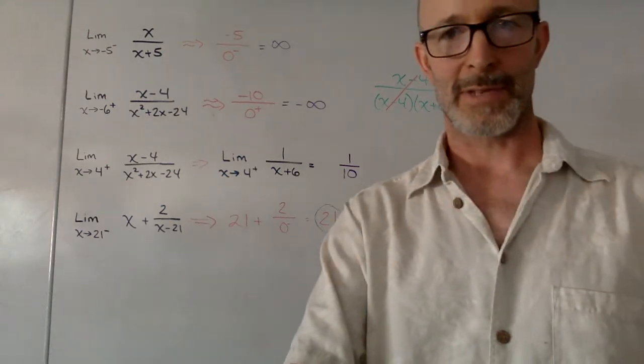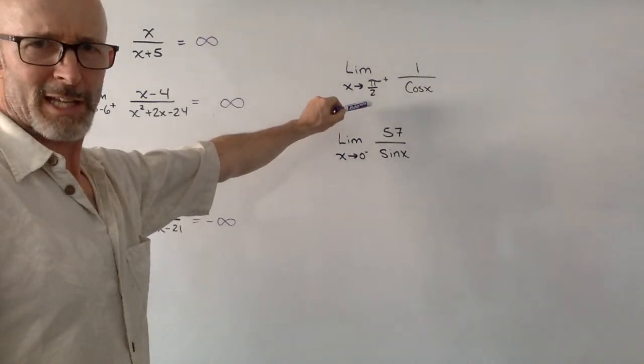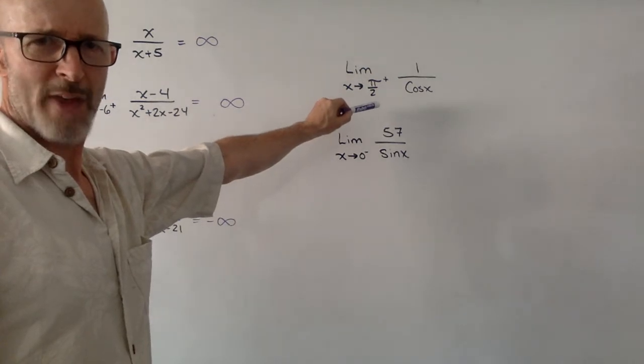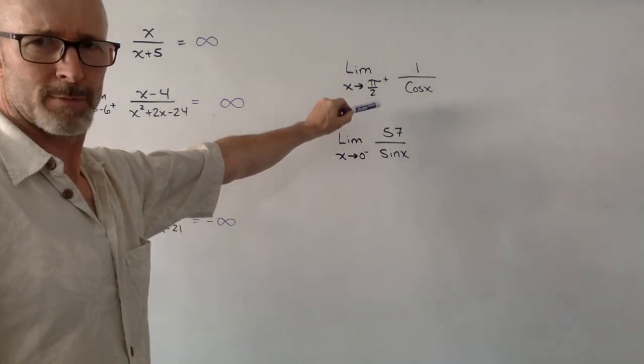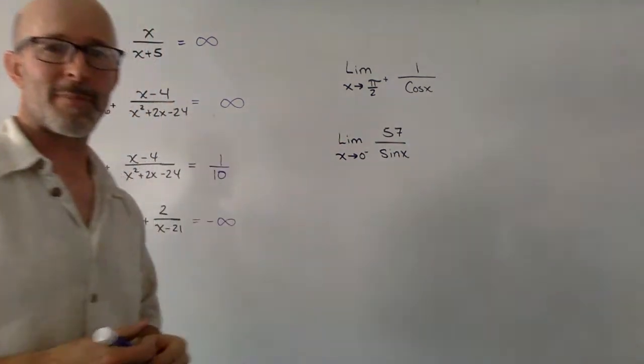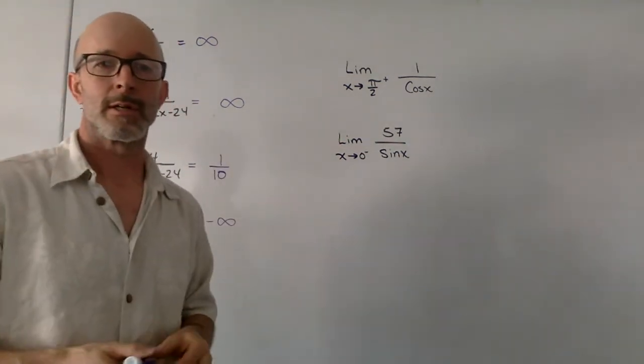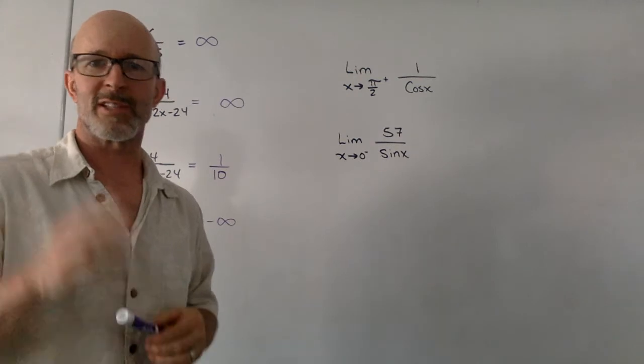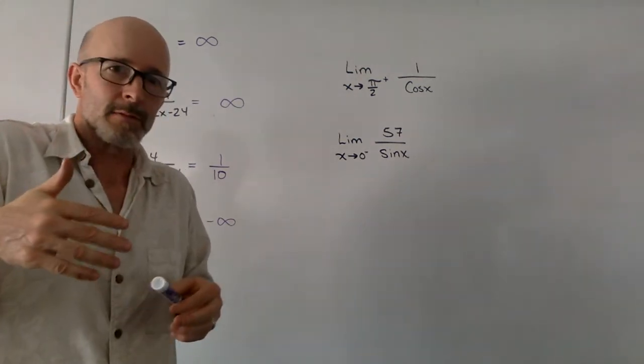Let me give you one last set of examples. For trig limits, know thou unit circle. Goodness me, we do know that cosine of pi/2 is 0. So what happens when you're just a little bit to the right and left?